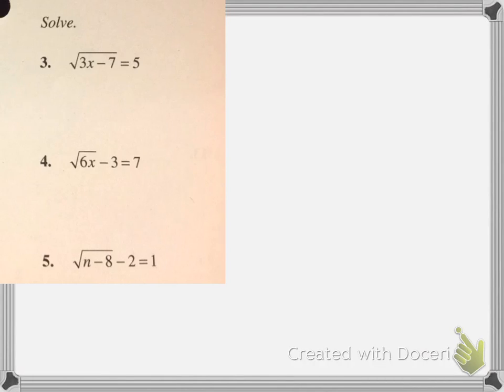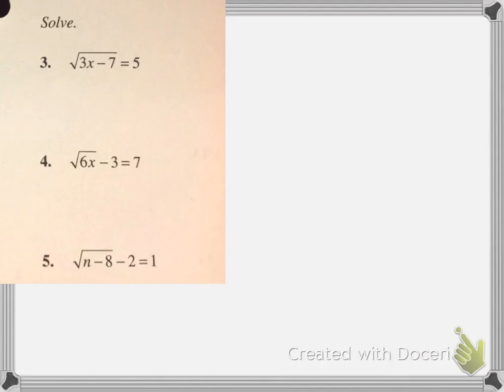Whenever you're working with radicals, you want to get rid of the radical sign in order to solve the equation. You want to isolate the radical first. So if there's anything else on the same side as the radical, then you want to move it. Once the radical is isolated, like it is in the first example, then what we're going to do is get rid of the radical sign.